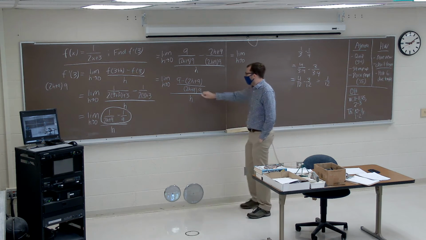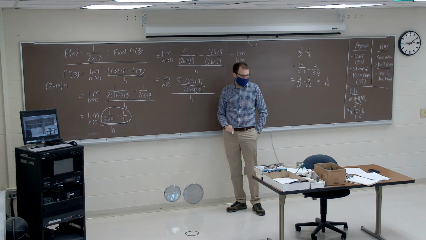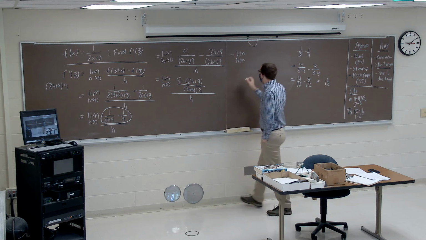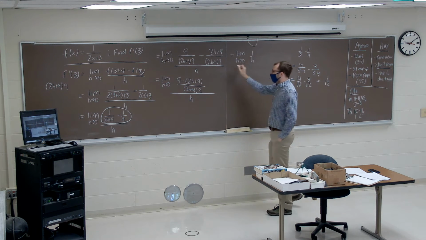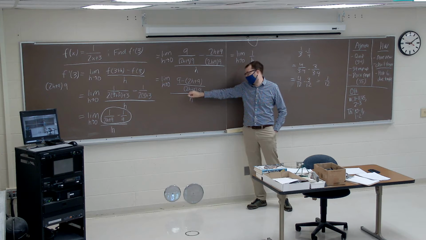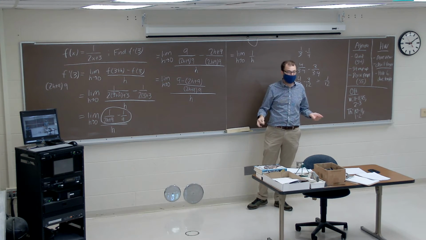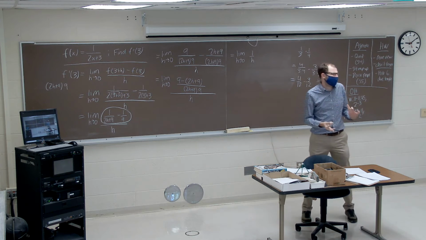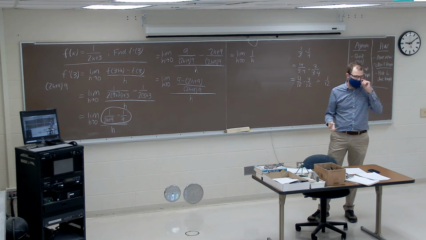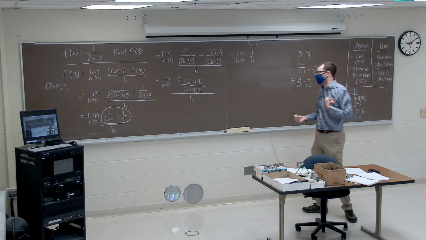Gosh, this divided by h is starting to get pesky. I'm going to make it a little less pesky by just pulling it out. Pulling this h divided by h out in front is just multiplying by a factor of 1 over h, just to make it a little bit easier to look at and work with, so we don't have fractions within fractions.